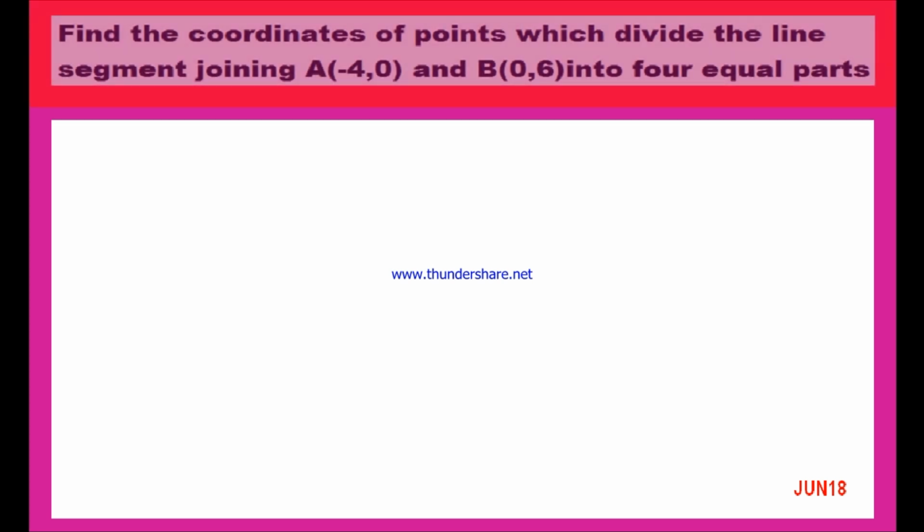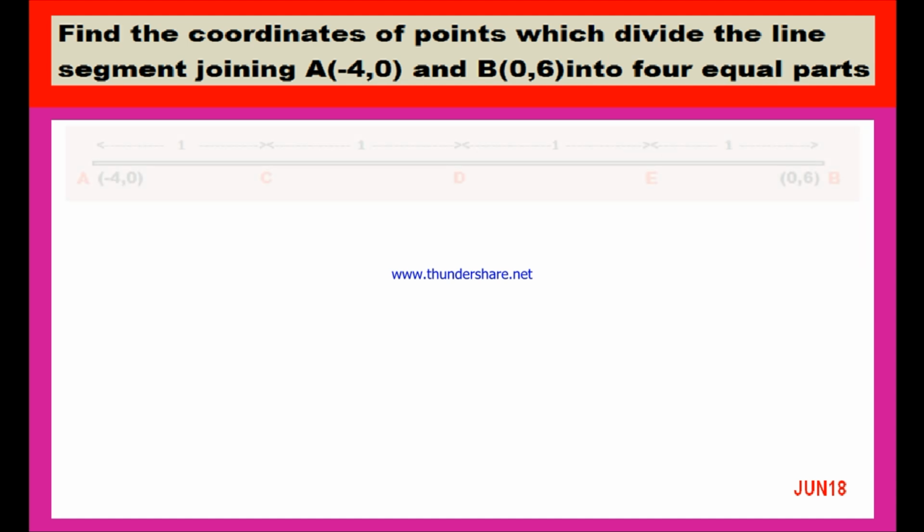Another question. Find the coordinates of points which divide the line segment joining A(-4, 0) and B(0, 6) into 4 equal parts. I shall repeat. Find the coordinates of points which divide the line segment joining A(-4, 0) and B(0, 6) into 4 equal parts. This question appeared in June 2018.